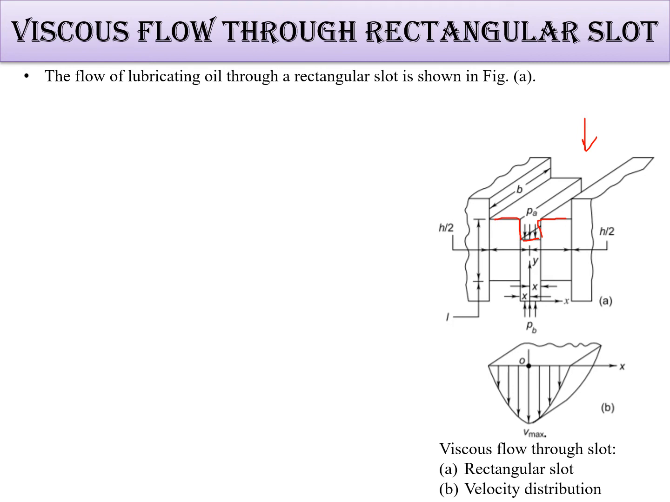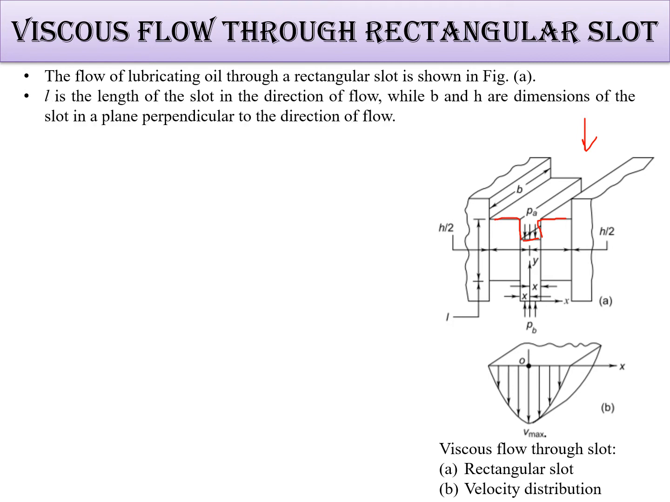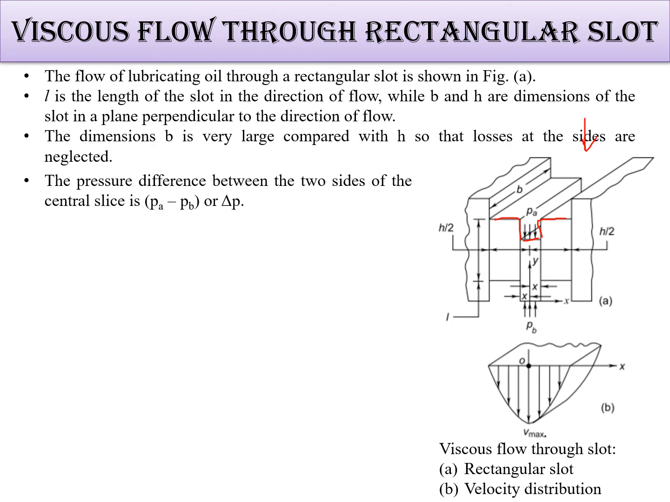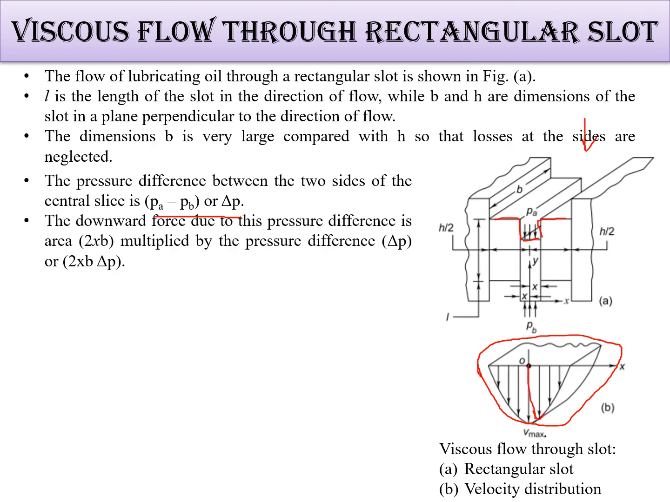Now let's see this. As I told you, L is the length of the slot and B and H are the dimensions. Now the pressure difference between the two sides of the central slice is what? PA minus PB, or you can say delta P. Here you can see the parabolic graph also for this. This is important. We need it in the next slide also.